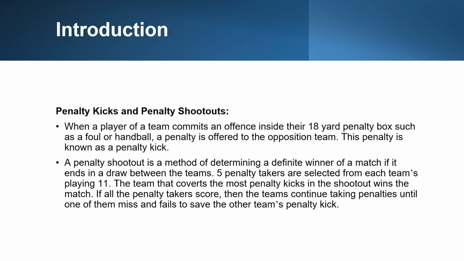A penalty shootout is one of the methods to decide a definite winner of a match. In a penalty shootout, each team is given 5 initial penalty kicks, which can be given to any 5 of the 11 playing players. The team that converts the most penalties wins. If all the 5 penalties are scored, then the penalty kick is provided to the other players of the teams until one team misses.